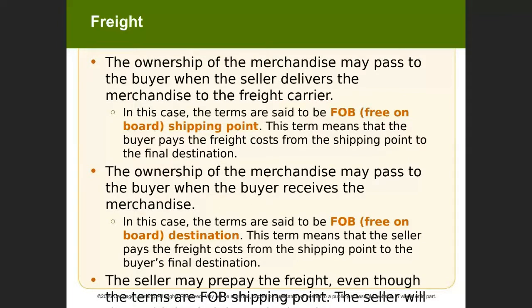The ownership of the merchandise may pass to the buyer when the buyer receives the merchandise. So free on board destination is where the seller pays the freight cost from shipping point to final destination. So the seller would pay for the cost and they would ship it from their location to mine. And in this case, the seller might prepay the freight, even though the terms are free on board shipping point, the seller pays that freight charge.